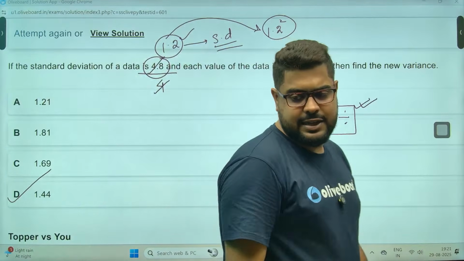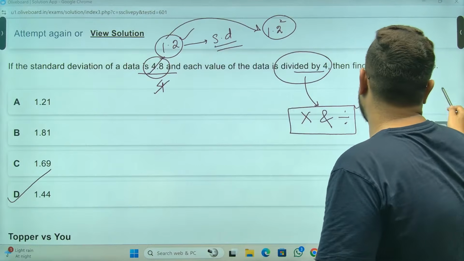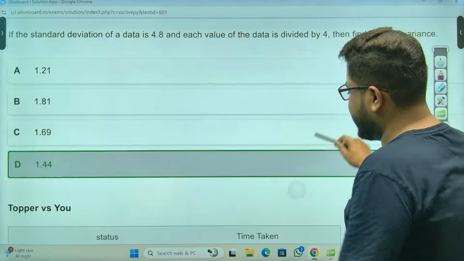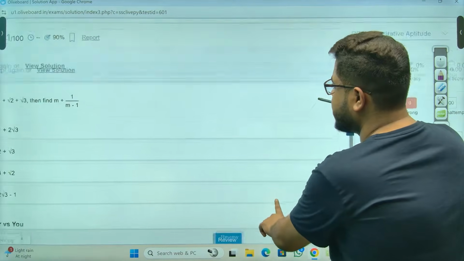Option number D, sir. Till now, 10 questions or so we have solved. It's very, very simple looking. 10 questions we have done; actually, the 11th we have done.